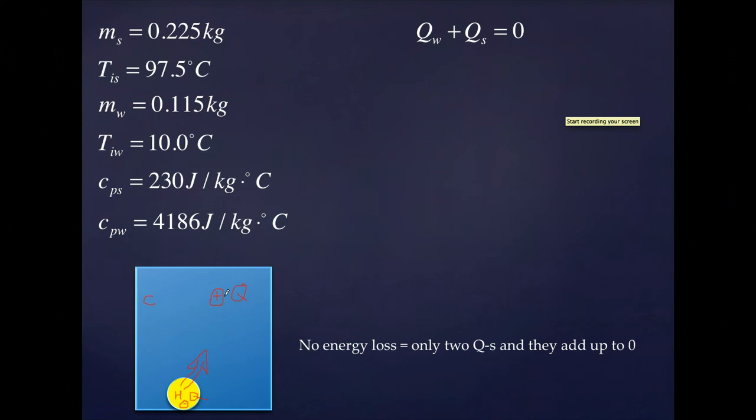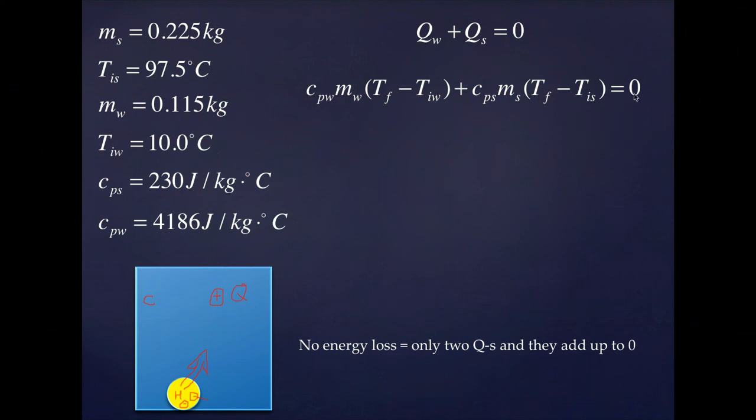All right, so now let's write out what each Q consists of. For water, we have CP for water times mass of water times the change in temperature. The change in temperature is the final minus the initial temperature of water. That's our Q for water right there. Then we have Q for the sample, which is CP for the sample, mass of the sample, and the change in temperature for the sample. All that equals 0.